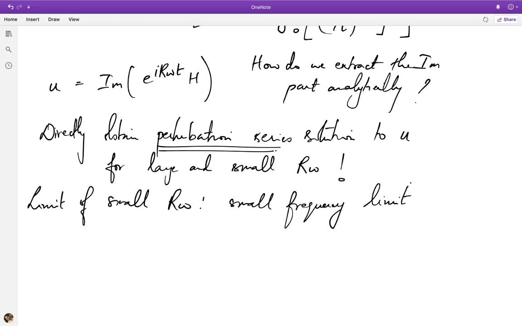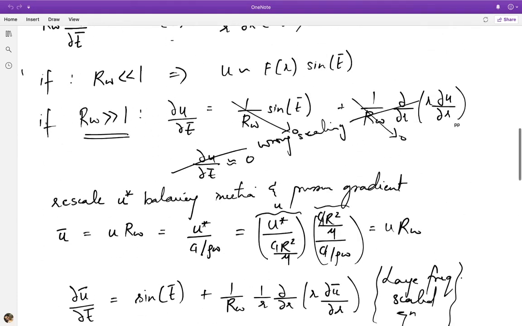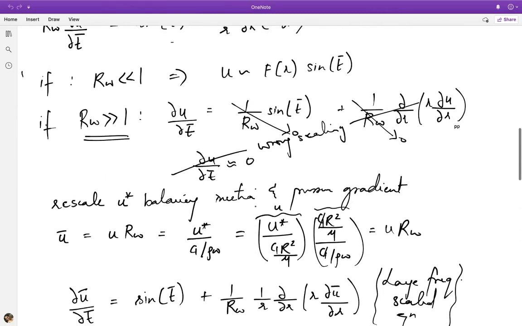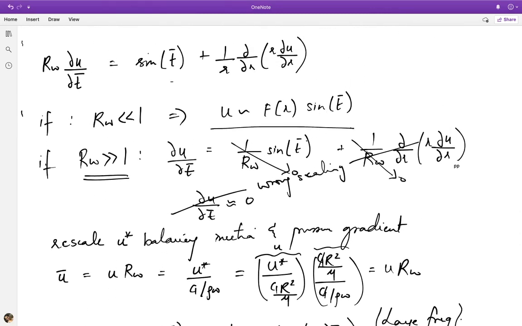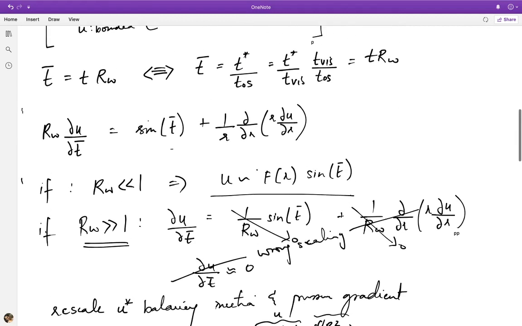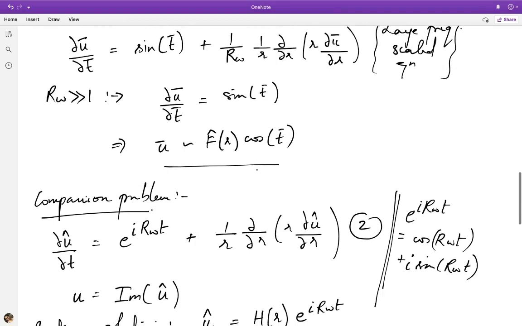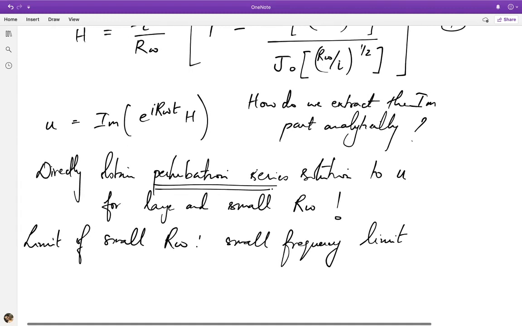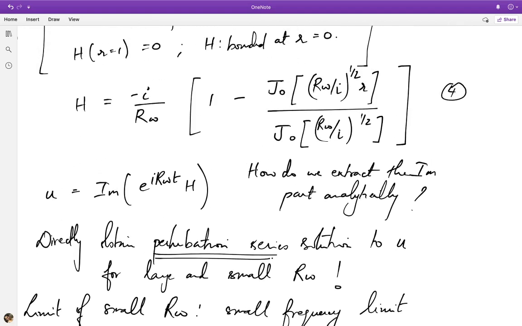Now we know that this small frequency limit, we expect from our earlier scaling analysis to have a predominantly in-phase response, and to behave in a sort of quasi-static way, that is like Hagen-Poiseuille flow but modulated with the oscillatory pressure gradient. But we also expect some corrections which are out of phase because of the fact that Rw is not exactly zero. It's small but non-zero. And it is those corrections, out of phase corrections and maybe even in phase corrections for finite Rw, that we want to calculate using the perturbation expansion.